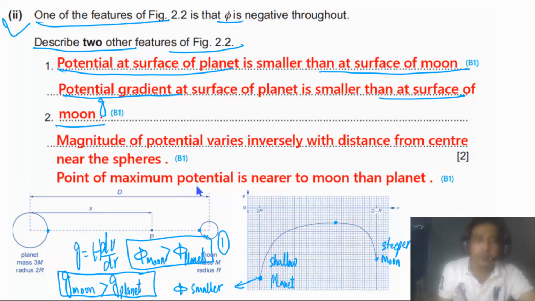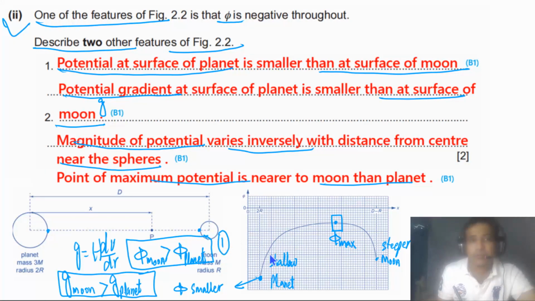And the point of maximum potential is closer to the moon. So this is the point of maximum potential, we can say phi max. And the magnitude of potential you can also say varies inversely with distance from the center near the sphere. Near the surface it is inversely proportional to distance. So these are very important points, you need to understand them.